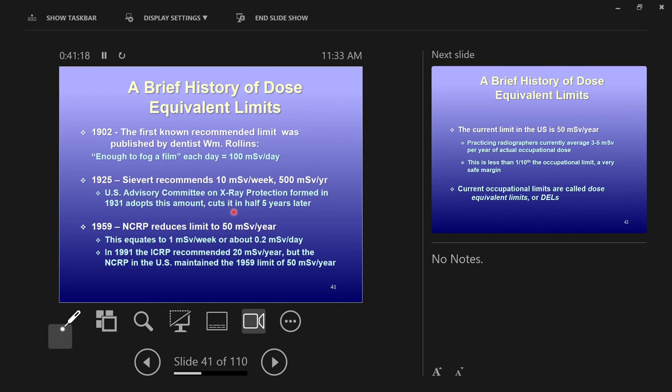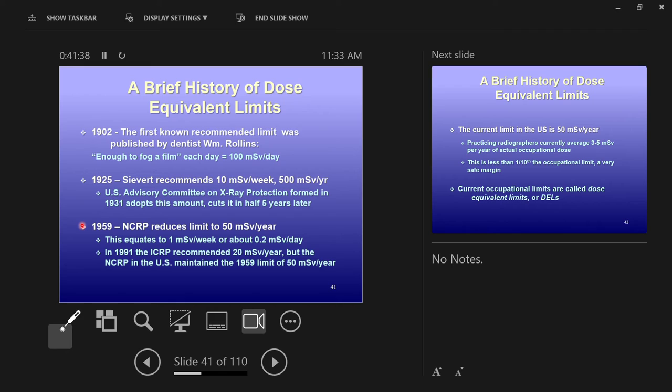This is now being handled at the federal level, okay? At the federal government level, they're saying, all right, here's the advice, let's come down to 5 millisieverts per week, or 250 millisieverts per year. And that stays like that for quite a while, from the 30s and on, until 1959.